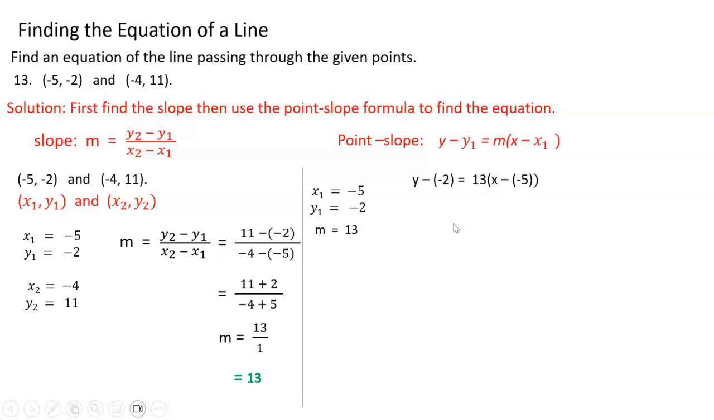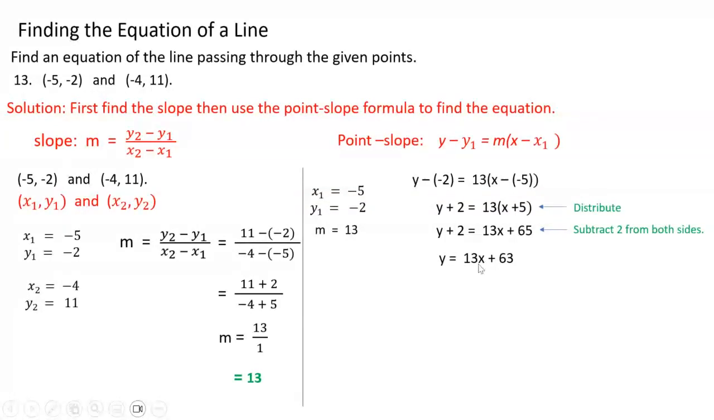So all we do is plug them into the formula. There's my y1, which is -2, my m is 13, and my x1 is -5. That'll give us y plus 2 equals 13 times x plus 5. Now on the right side, we have to distribute. So we're going to do 13 times x and 13 times 5. So we have y plus 2 equals 13x plus 65, because 13 times 5 is 65. Now we subtract 2 from both sides. So it's going to give us y equals 13x plus 63. This is my equation that we're looking at.